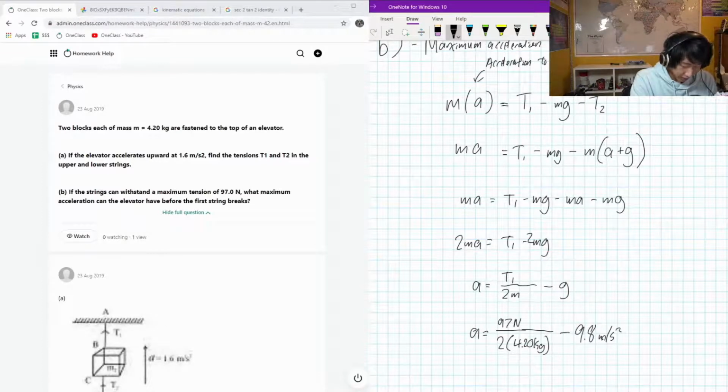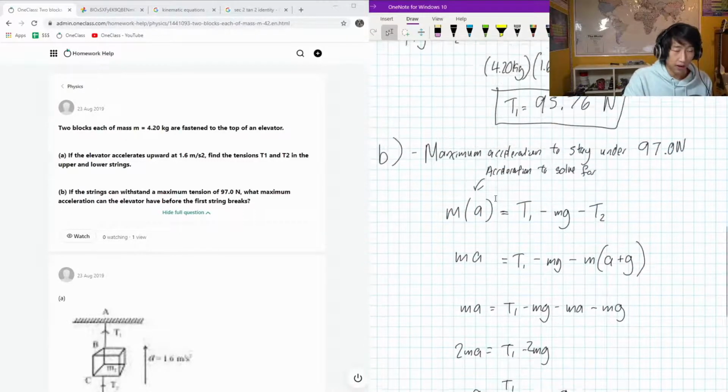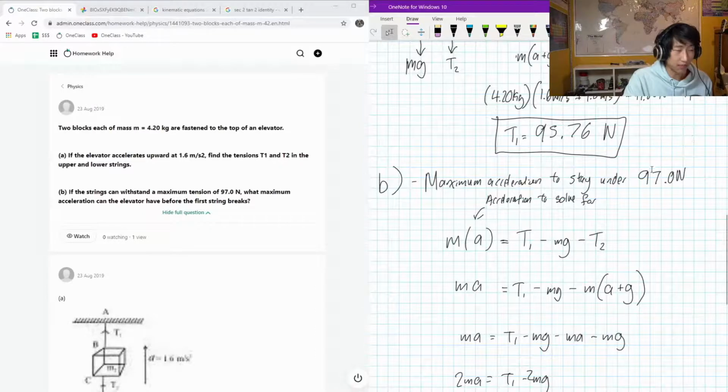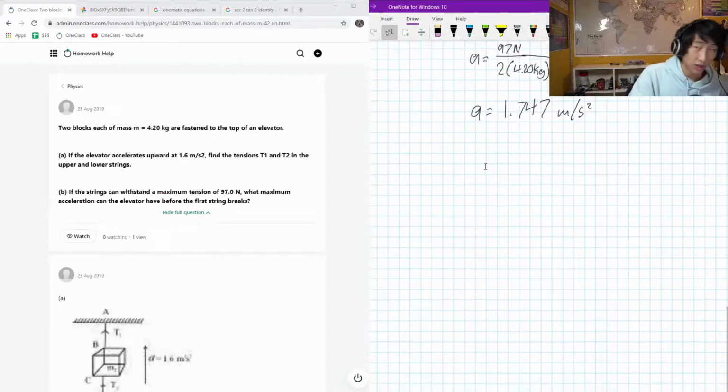Okay, let's figure this out. 97 divided by 2 times 4.2, that whole thing minus 9.8. And a, my calculation for that is 1.747 meters per second squared, slightly higher than what we did before, but that makes sense because our tension limit is slightly more than our previous one. Okay, so this definitely looks and feels like a reasonable answer, so we're most likely good on that one.